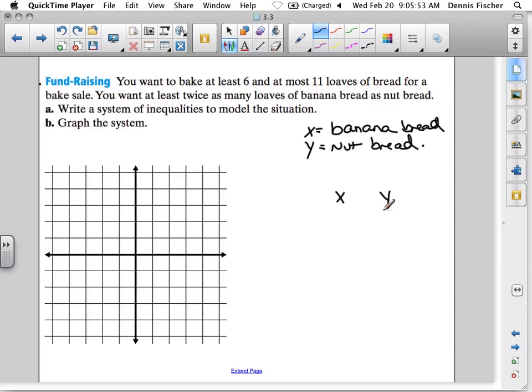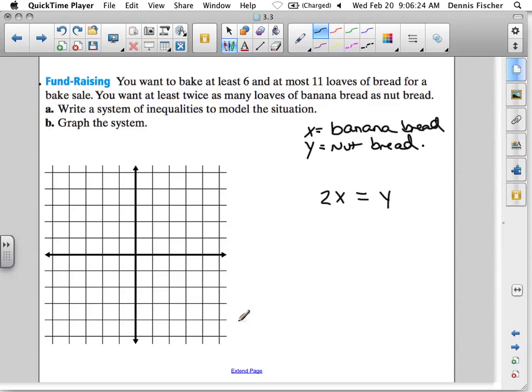So if I put here 2x, would that be right? Because of these. At least, okay, at least 2. If I take the number of banana breads and double it, let's think about it this way. Would they be equal now? This is a tough one. But don't think about the least.